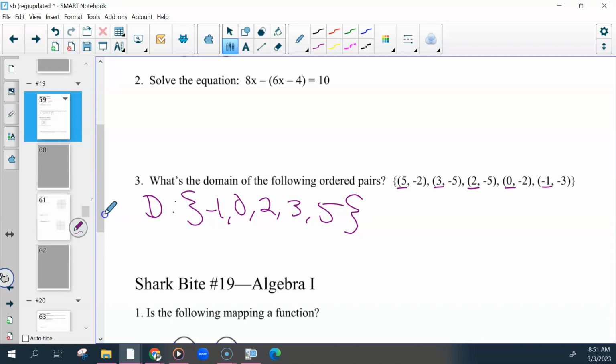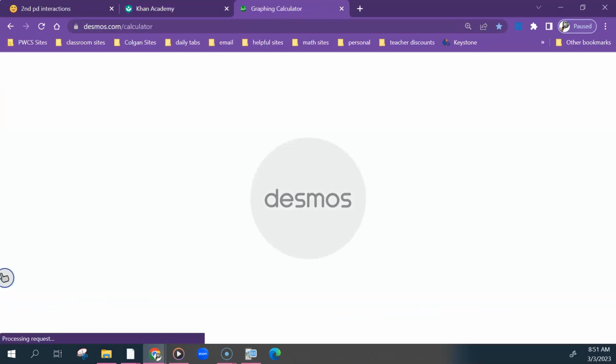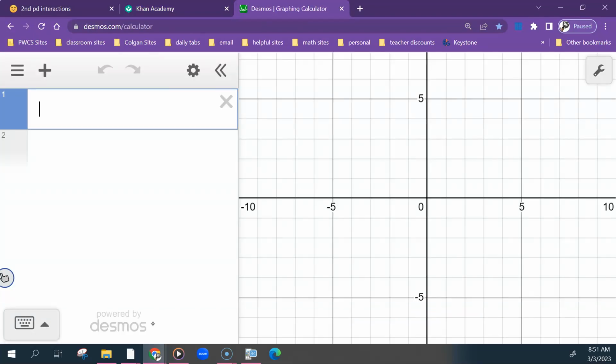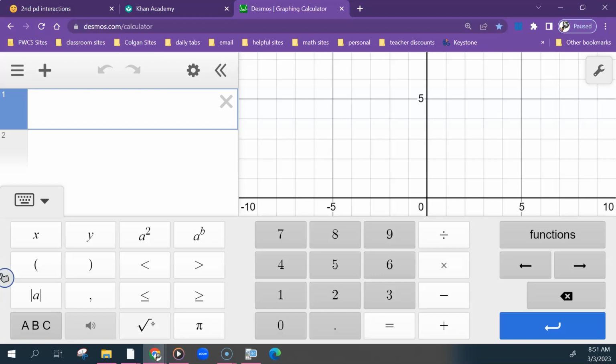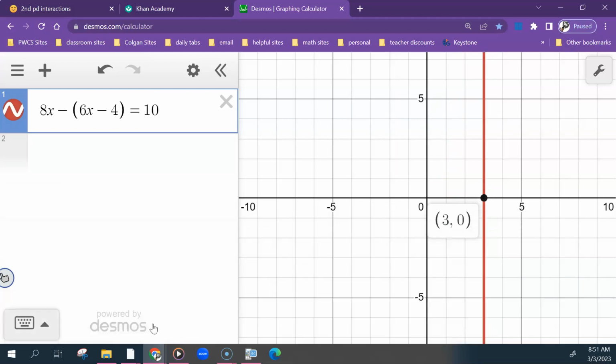Okay. 2 could be solved in Desmos. So type it in all together, 8x minus parentheses 6x minus 4 equals 10, and we get 3. So x equals 3 was your answer for that one.